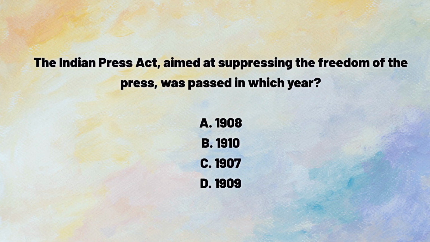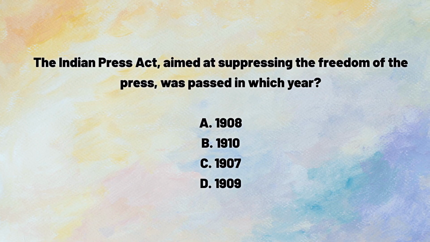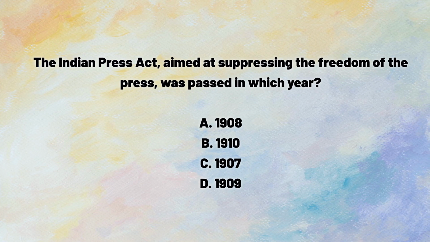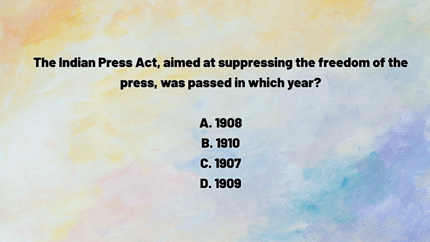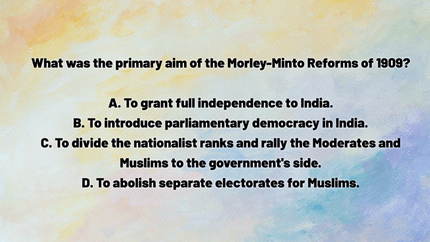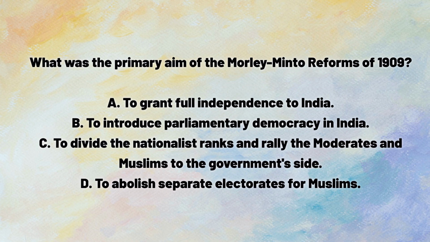The Indian Press Act, aimed at suppressing the freedom of the press, was passed in which year? A. 1908, B. 1910, C. 1907, D. 1909. Answer: B. 1910. What was the primary aim of the Morley-Minto Reforms of 1909?